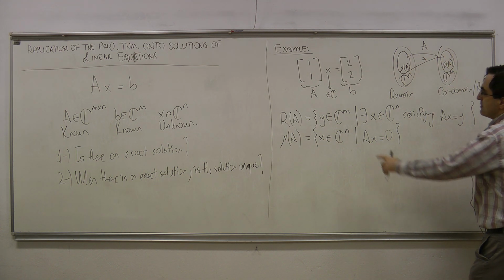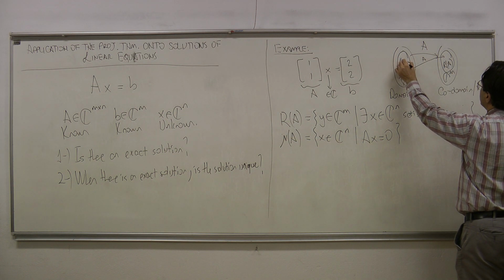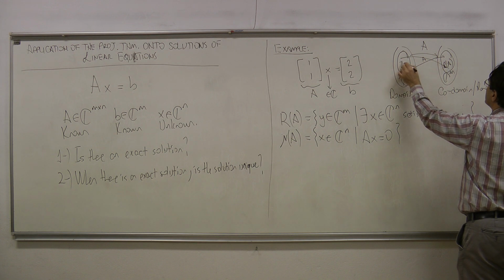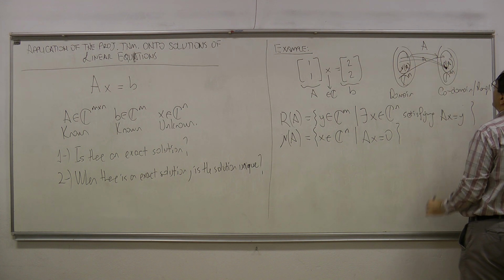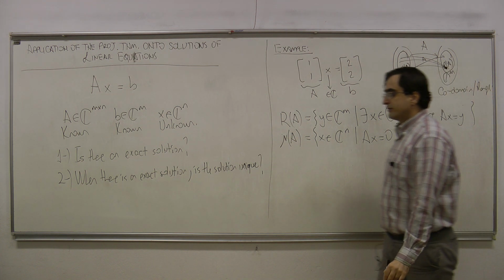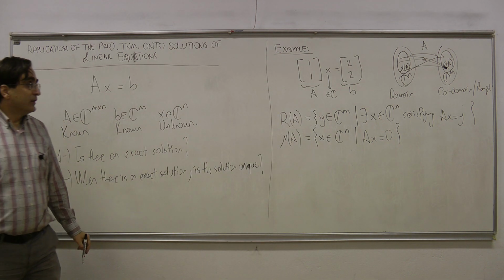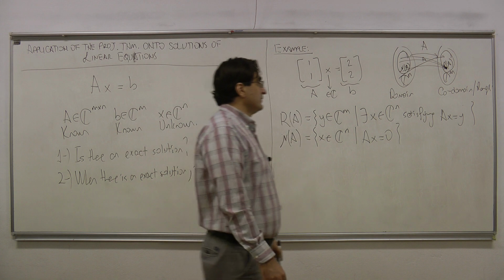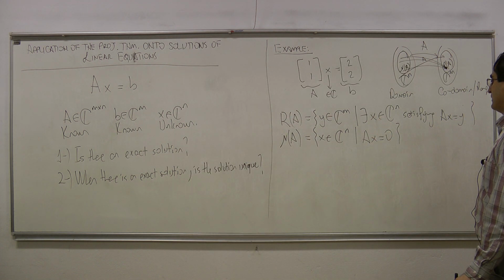And the null space condition is that any vector which is transformed by A to the 0 vector, suppose that this is my 0 vector inside the codomain, then all vectors inside the null space should be transformed onto the 0 vector. Okay? These are the definitions of range space and the null space.